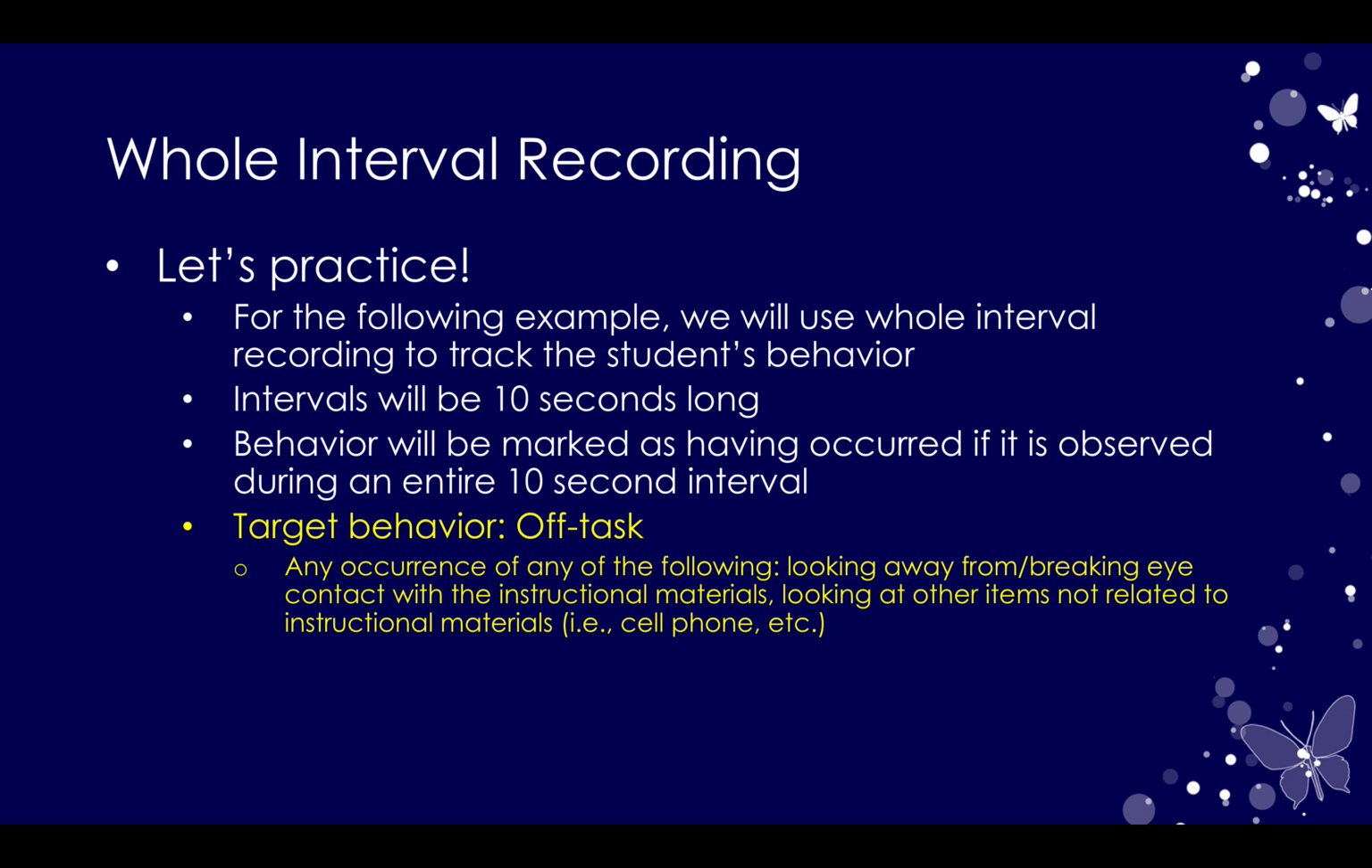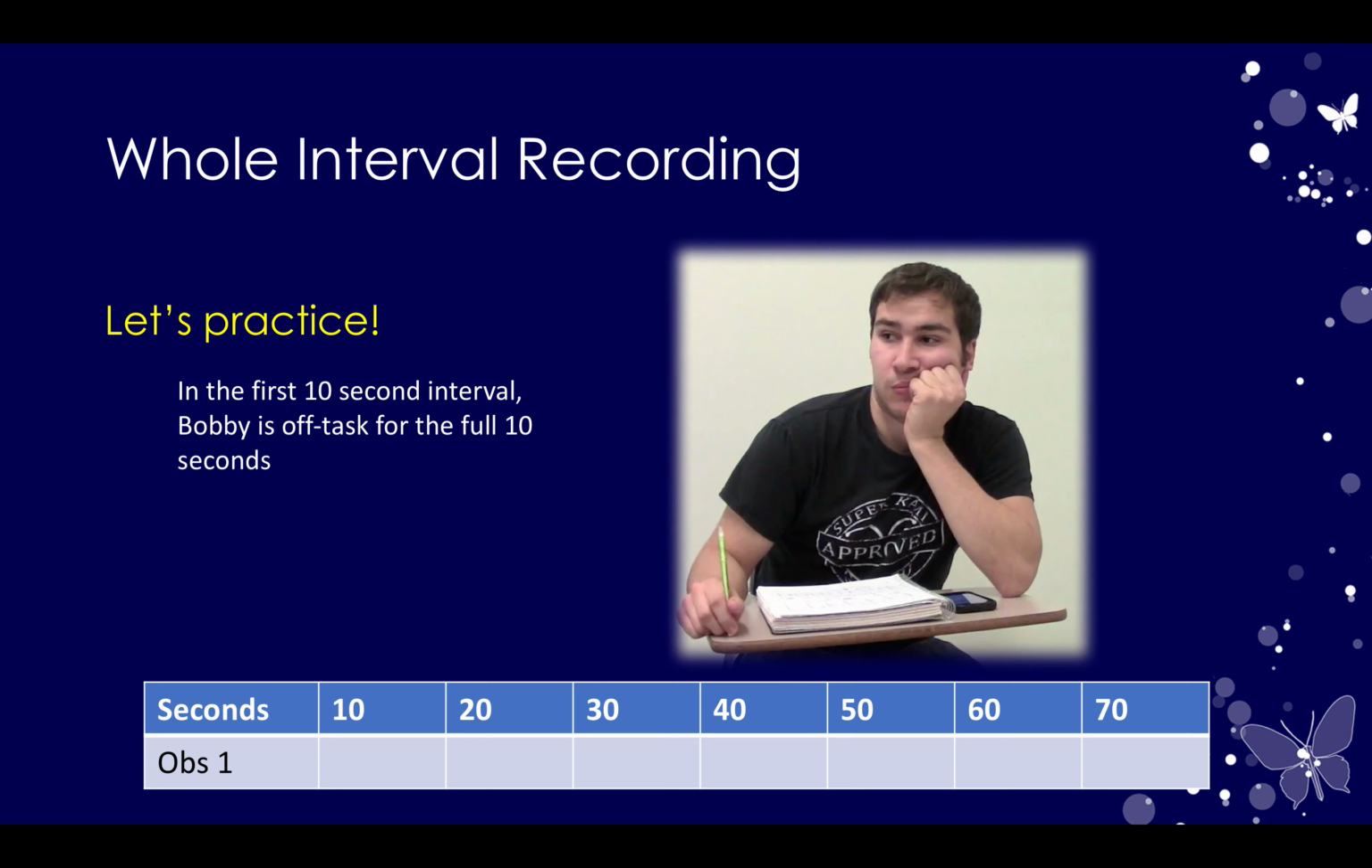So the target behavior for the next example is going to be off task, which is defined as any occurrence of any of the following: the student looking away from or breaking eye contact with instructional materials, or looking at other items that are not related to the instructional materials, including the cell phone, other students in the classroom, and so on. So this is Bobby, your student. You are observing him engaging in off-task behavior, and for the first interval, the first 10 seconds, Bobby is off task for the entire 10 seconds. So you record this interval as a plus.